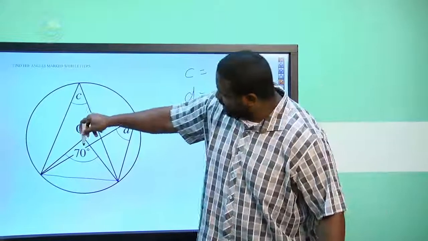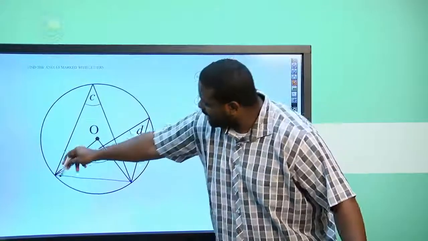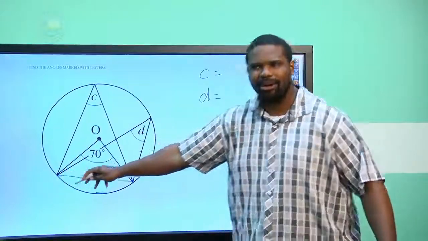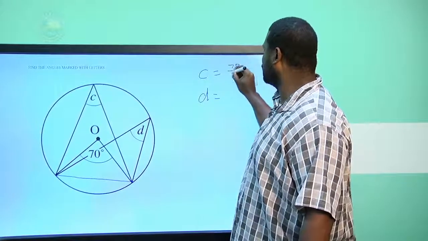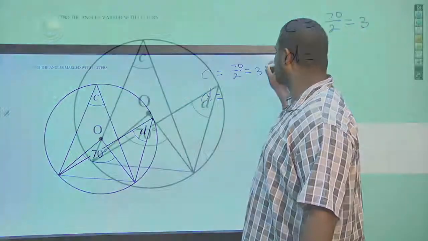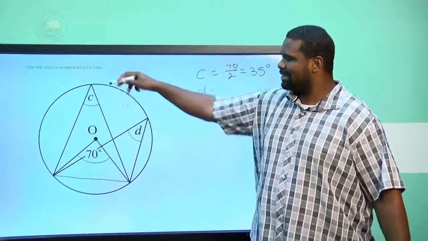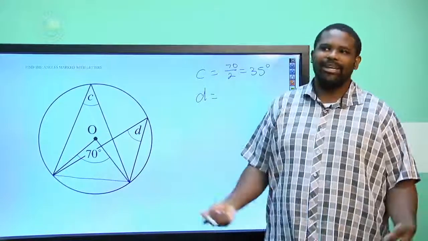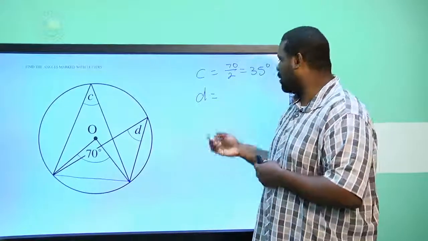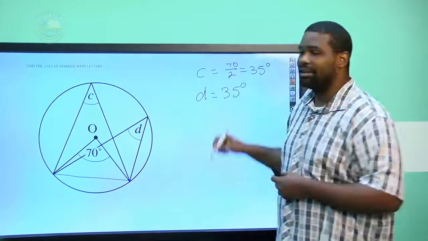So because 70 is subtended at the center by this chord I've drawn in blue, and C is subtended at the circumference by that same chord I drew in blue, it means that C is going to be 1/2 of 70, or 70 divided by 2, which is 35 degrees. Similarly, because C and D are both subtended at the circumference in the same segment by the same chord, we know C and D are both equal. So if C is 35, then D is also 35 degrees.